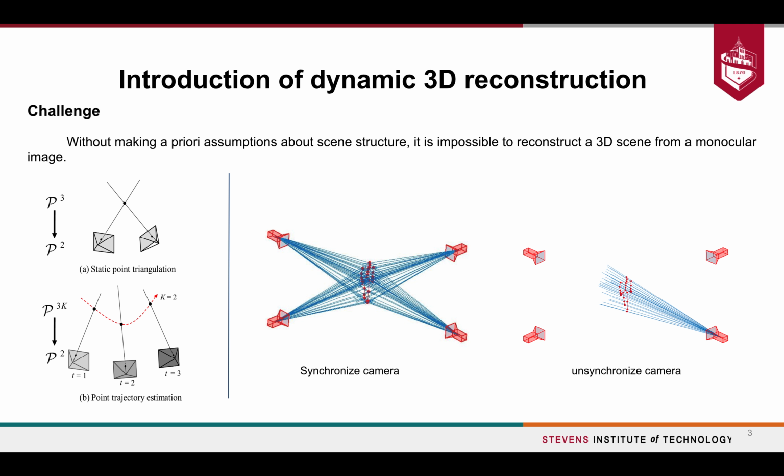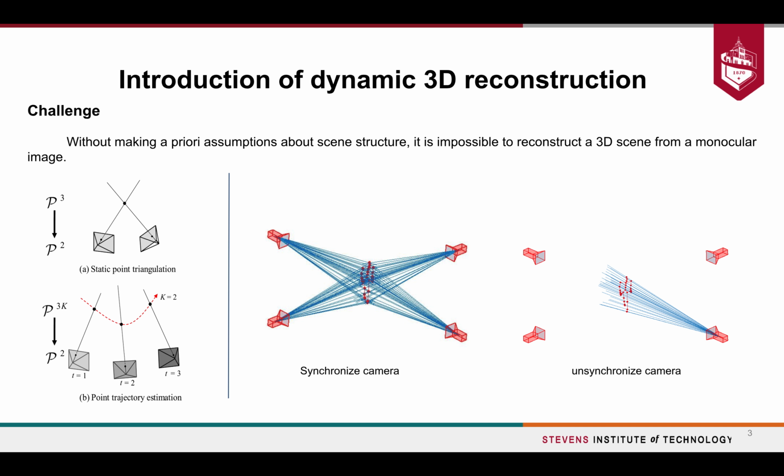The challenge is that a static point can be reconstructed simply by the triangulation of the viewing rays, since it can be observed by multiple cameras and the 3D position is not changing. But for a dynamic point, each time is equivalent to a new 3D point. At each time, it's only observed by one camera. So it's a problem of reconstructing this 3D structure from monocular images, which is impossible without any prior assumption.